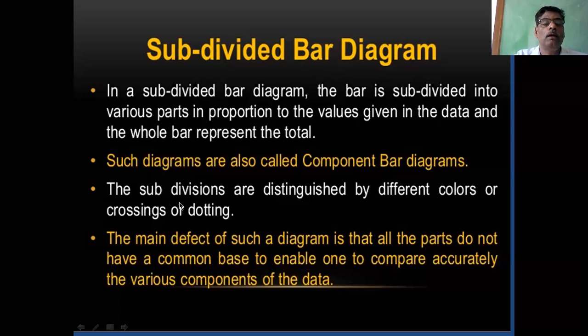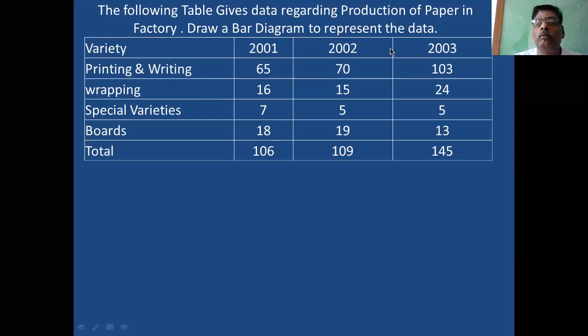Then subdivided bar diagrams are distinguished by different colors or crossings or dots. You have to identify each component by different colors or different pictures, symbols, etc. This is already explained in the previous class. This is the problem I was going to explain in the previous class.